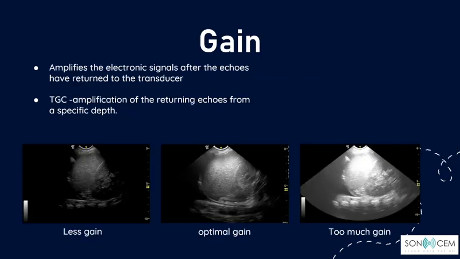Subsequently, have optimal gain. Gain changes the overall image brightness by adjusting the amplification of the electronic signals after the echoes have returned to the transducers. Evidenced by these images, too little gain and too much gain may obscure some important sonographic details. As mentioned earlier, TGC can also be adjusted to the area of interest for a more equal echogenicity.